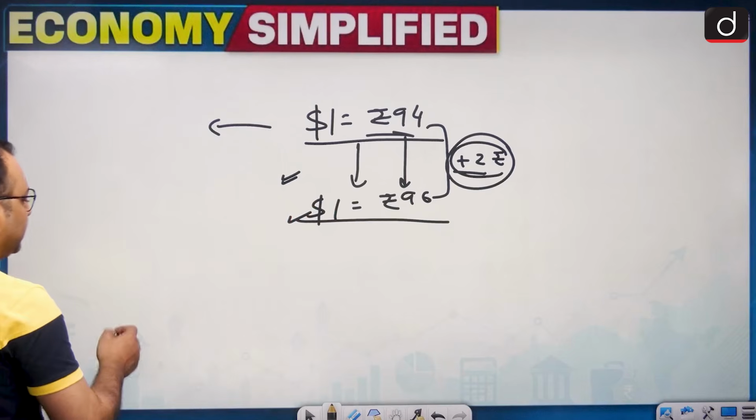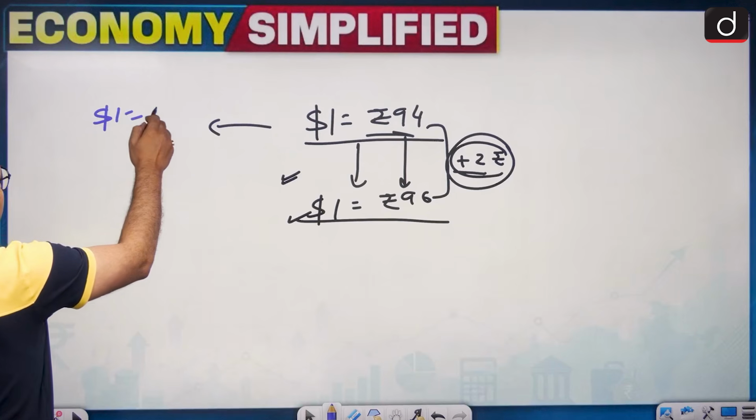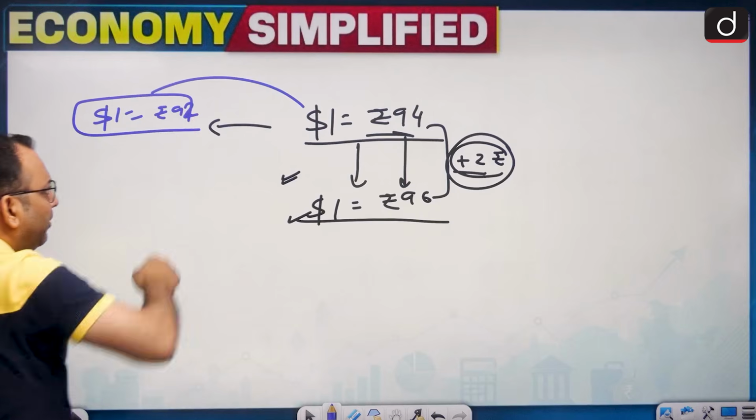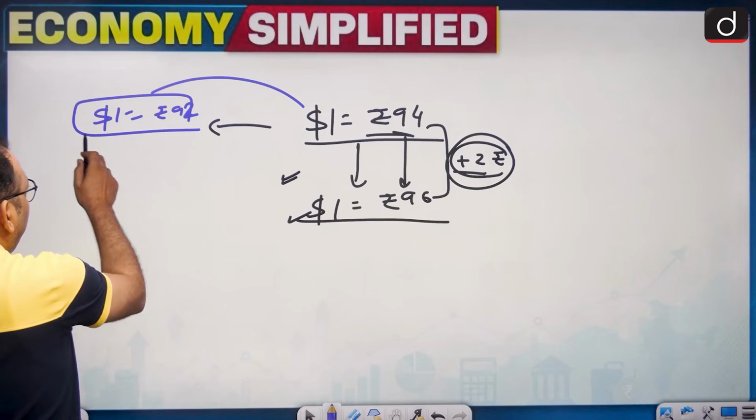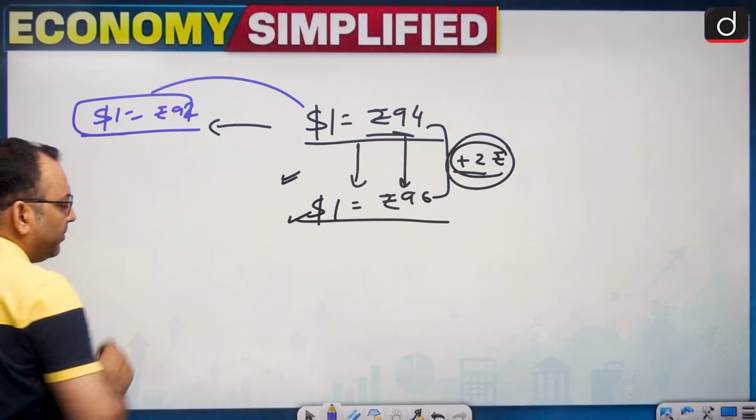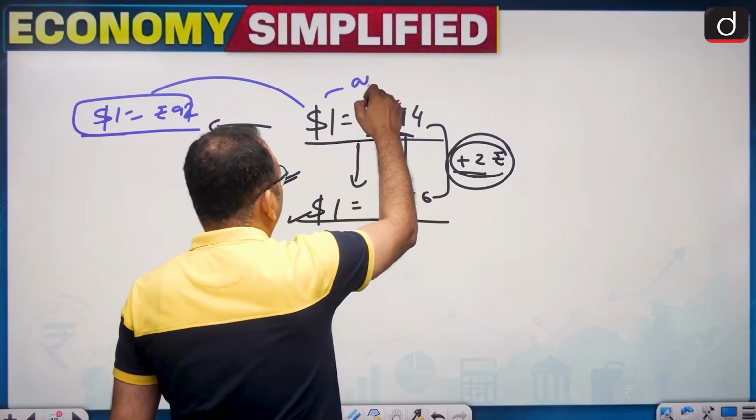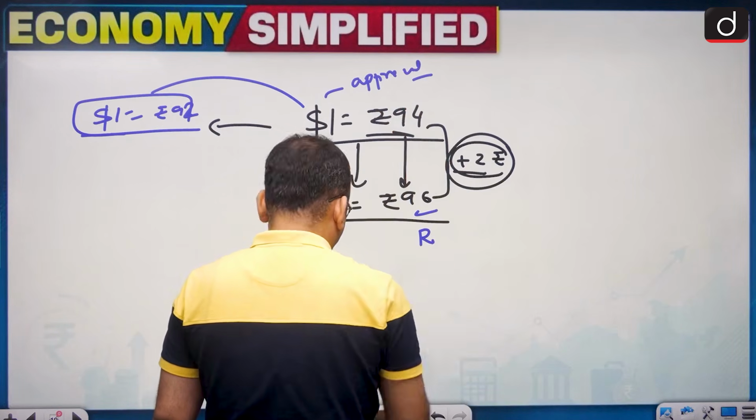So in that case, $1 may come at rupees 92, because the price of the dollar has come down because of the large supply. So when the same dollar comes for fewer rupees, we say the rupee has strengthened. It's called the rupee appreciation, right? And this is the rupee depreciation.